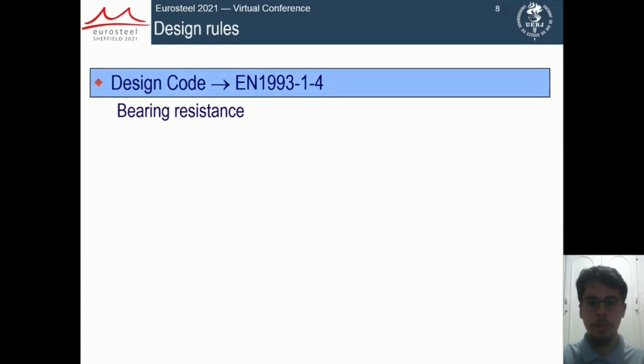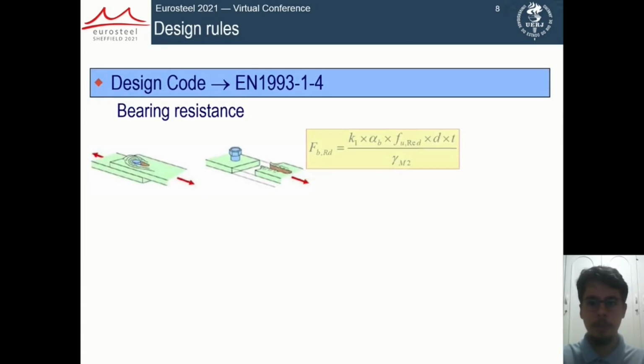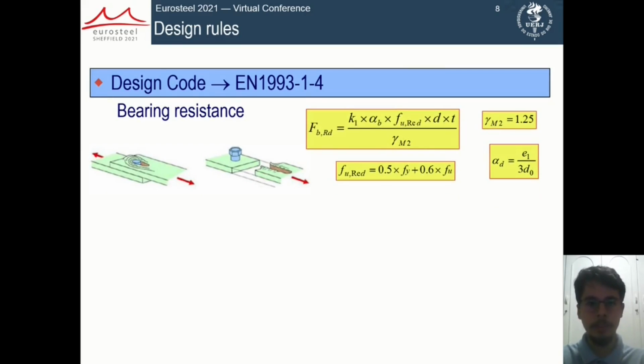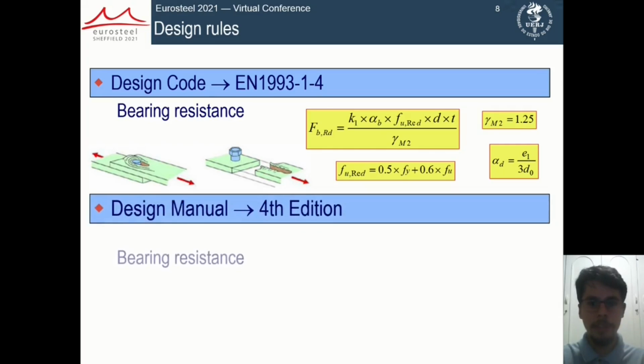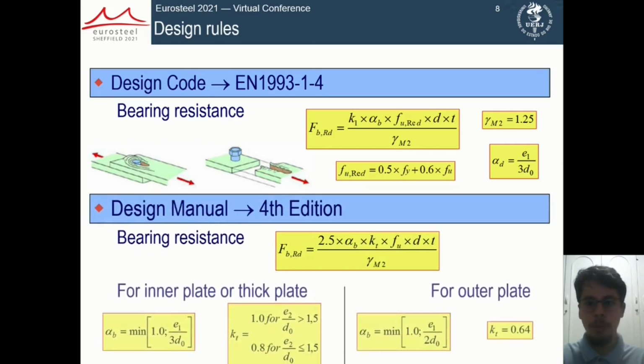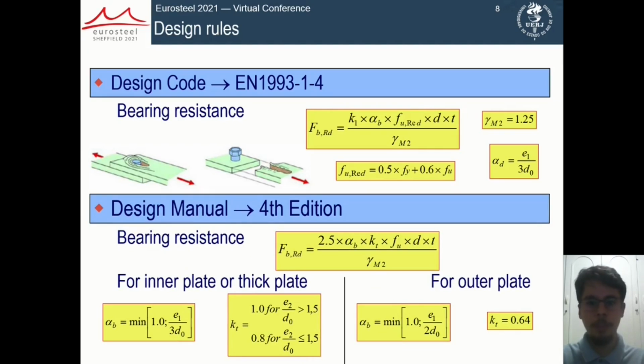The Eurocode 3 Part 1.4 is responsible for stainless steel structures. This criterion is similar to what is observed in carbon steel. In contrast, the design manual proposes a similar equation with an important modification related to ultimate yielding. Another question was addressed to the classification in inner and outer plates, where a coefficient Kt was applied.